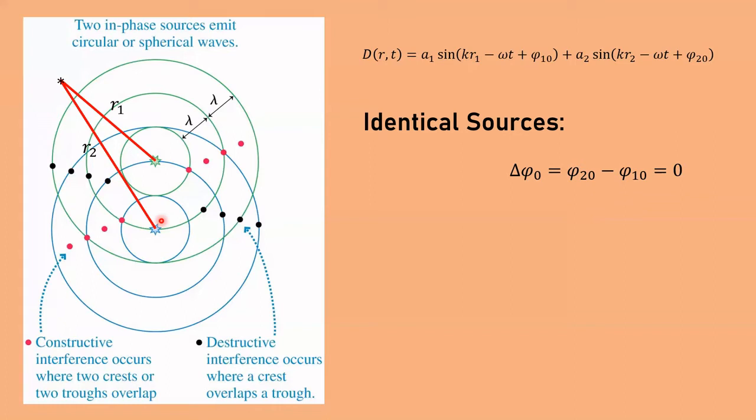So for that example, the inherent phase difference would have been 0. But depending on where you're looking at the total wave, there would be a phase difference because of the path length difference.